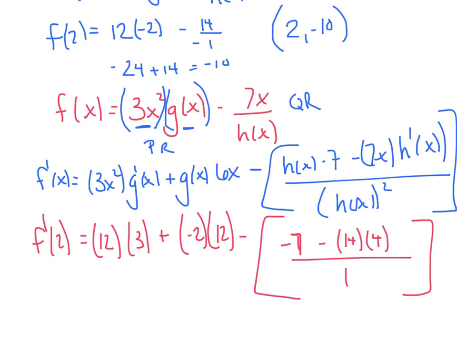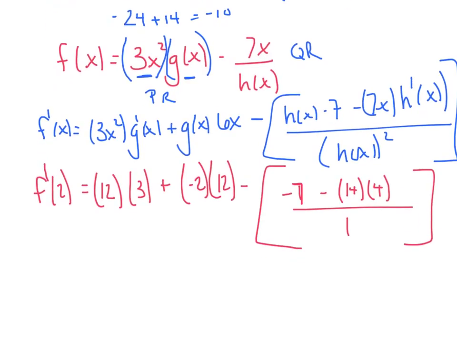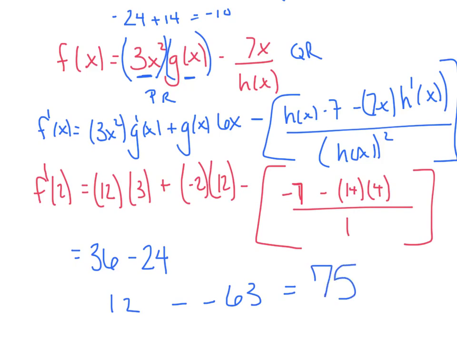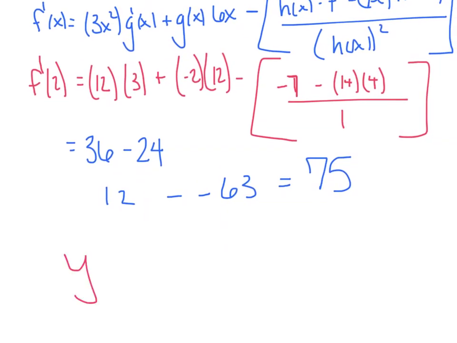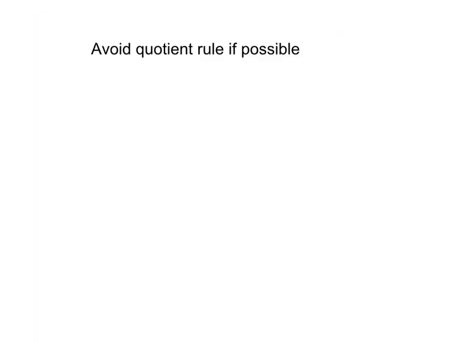All right, so just keep carefully cleaning up. I get 36 minus 24, which of course is 12, minus 4 times 14 is 56, negative 7 minus 56 is negative 63, for a total of 75. So I would say the equation of this line was y plus 10 equals 75 times x minus 2. Whew. All right, avoid quotient rule if possible.